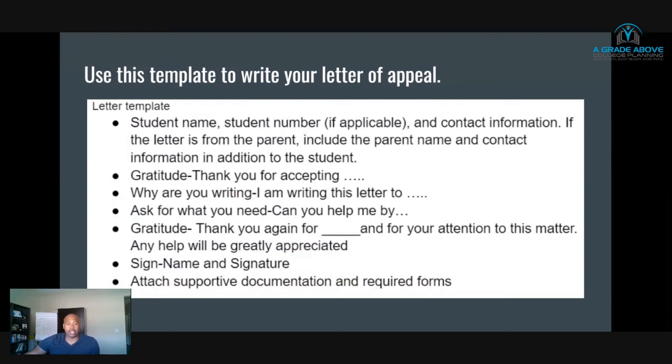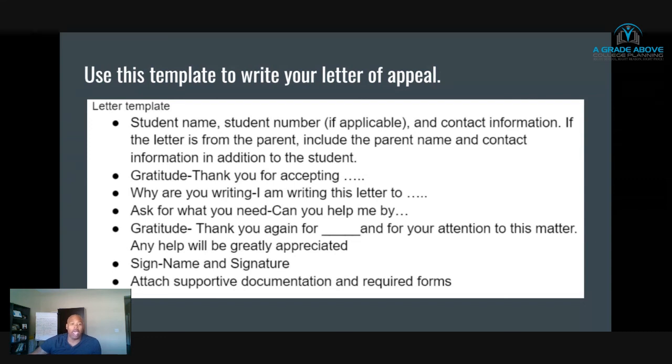And then lastly, we have a template here and we can also send this to you. This is pretty much how you want to structure your letter of appeal. Start with your student's general information: student's name, number, if they have a student number, and then any contact information. You want them to be able to get a hold of you if need be. If this letter is from a parent, include the parent information as well as the student's information. So if the letter is coming from the student, only include the student's information, but if it's coming from the parent, include both. And it is sometimes ideal to write two separate letters, one from the parent and one from the student.